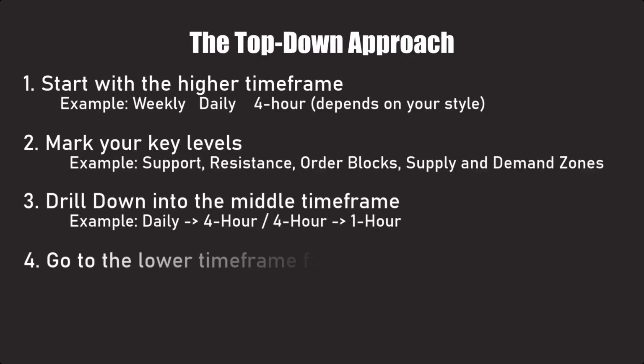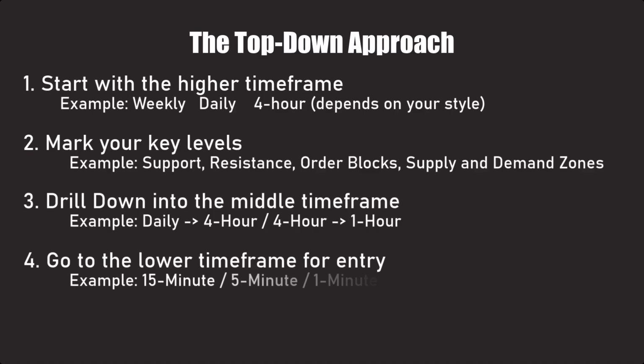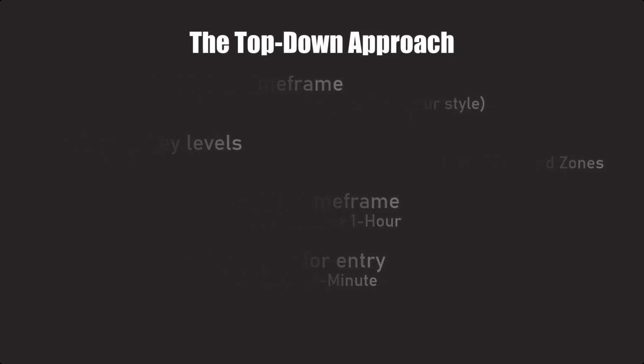Fourth, go to the lower time frame for entry. Finally, you move down to your execution chart, maybe the 15-minute, 5-minute, or even 1-minute if you're scalping. Here, you look for your actual entry signals, candlestick patterns, indicator triggers, or breakouts.